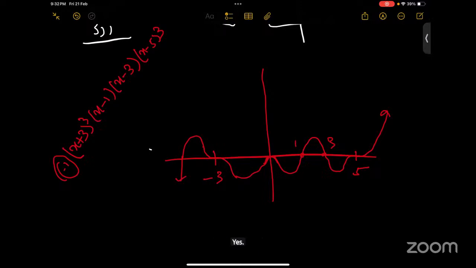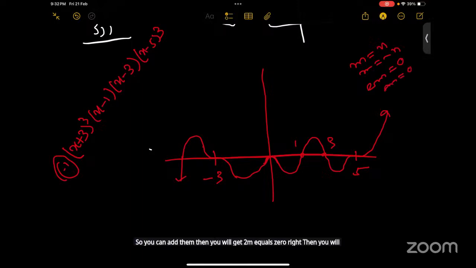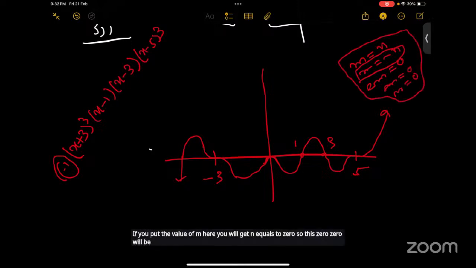So you had two equations, right? M equals to n and m equals to minus n, right? Yes, yes. So you can add them, then we will get 2m equals 0, right? Yes, ma'am. Then you will get m equals 0. If you put the value of m here, you will get n equals to 0. So this 0, 0 will be the solution of these two equations.